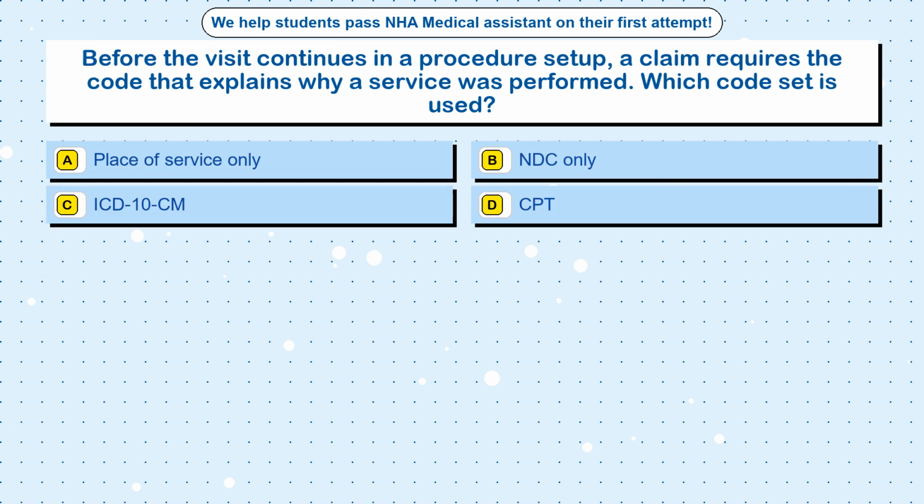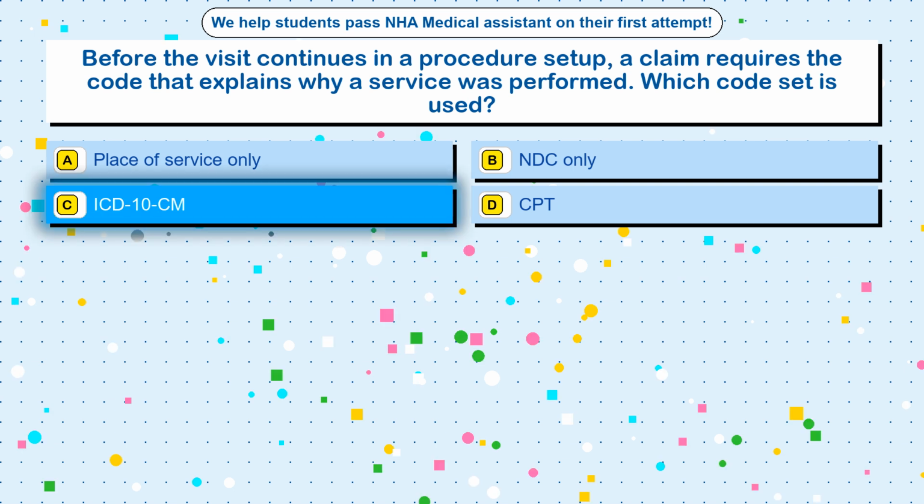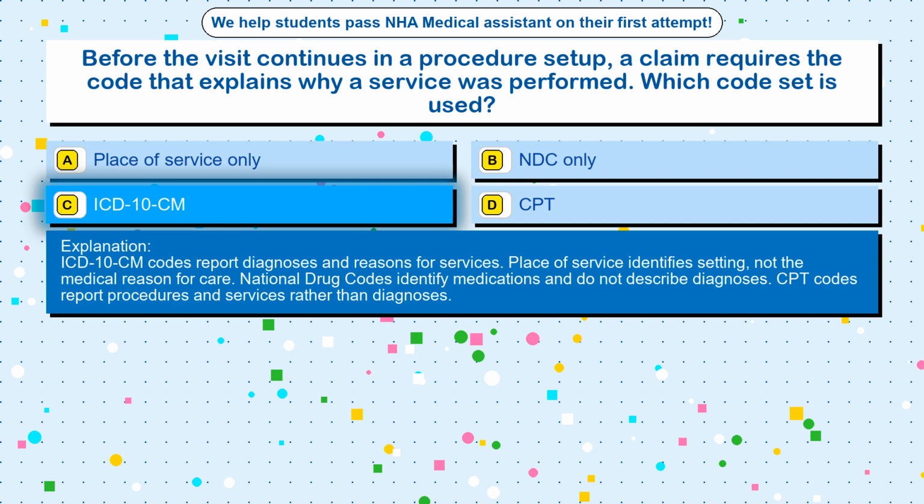Question 86. Before the visit continues in a procedure setup, a claim requires the code that explains why a service was performed. Which code set is used? Option A, place of service only. Option B, NDC only. Option C, ICD-10-CM. Option D, CPT. The correct answer is option C, ICD-10-CM.